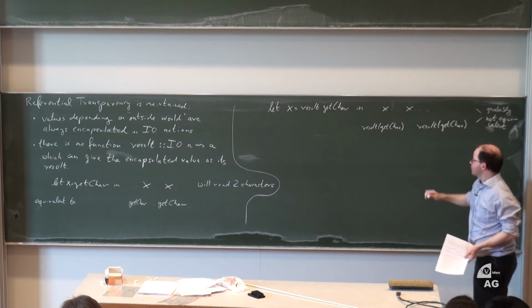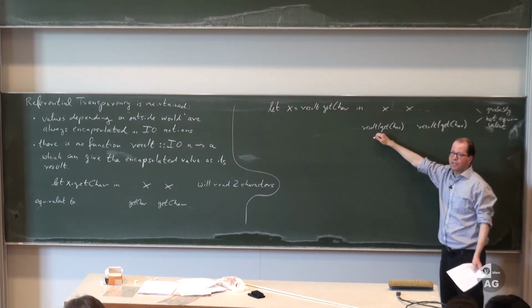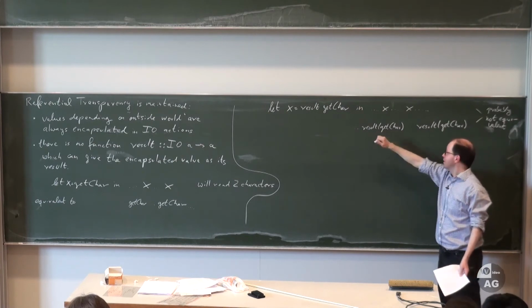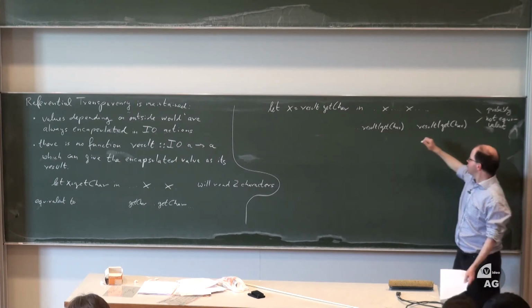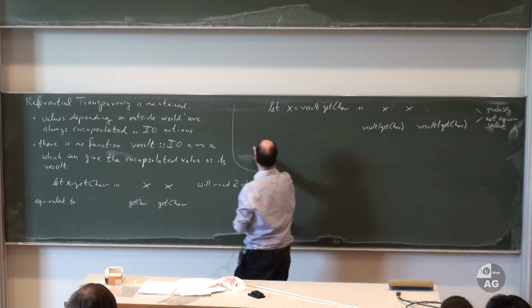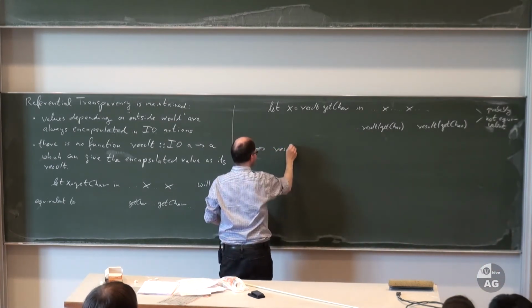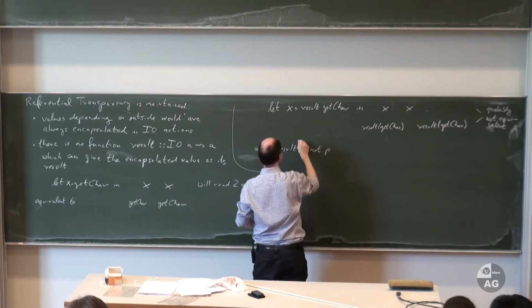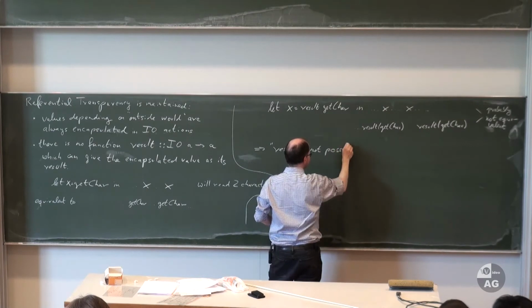So this should not happen. If an expression occurs several times, then its value should always be the same. It cannot happen that the value here is the character A and the value here is the character B. Something like this should not be possible, and therefore a function like result is not possible. So this result function is not possible in Haskell.